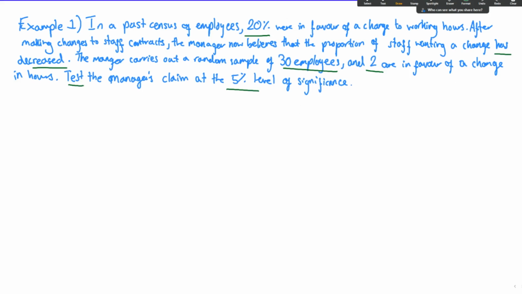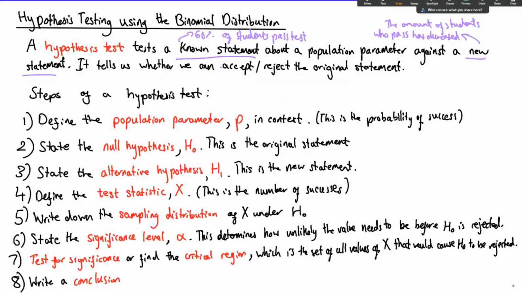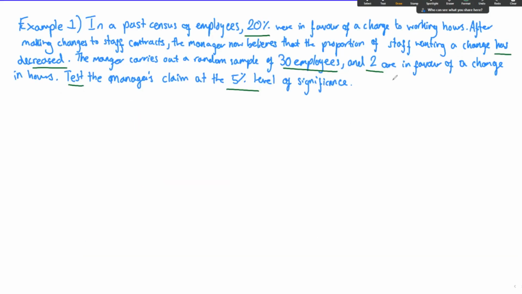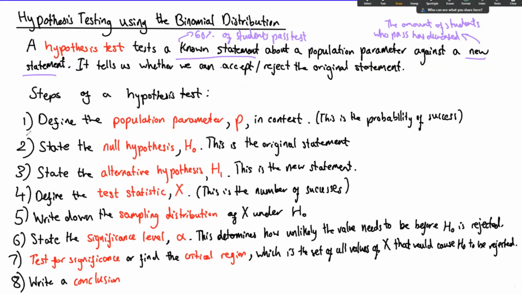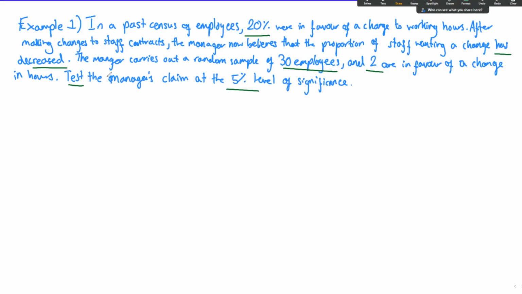So, let's think about what we're given here. Or in fact, let's look at it in terms of this set of rules, or set of steps. So all I've done here is I've underlined the important bits. So the first step is to define the population parameter P. So a population parameter, well, that is just the probability of success.